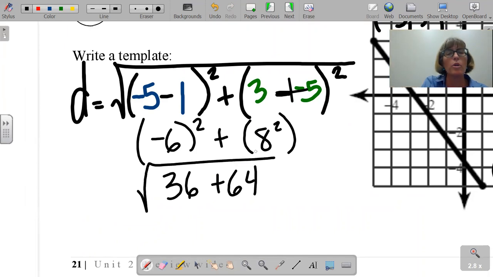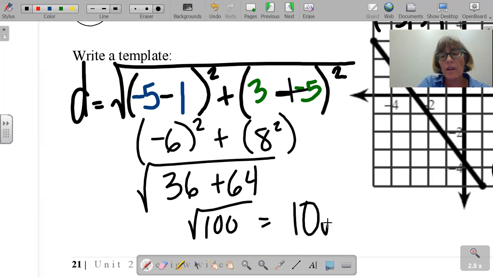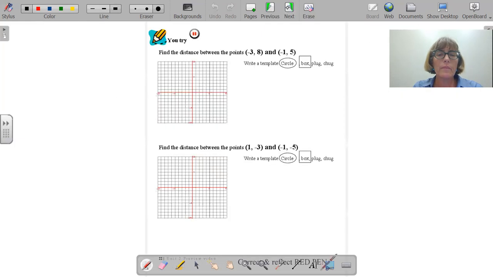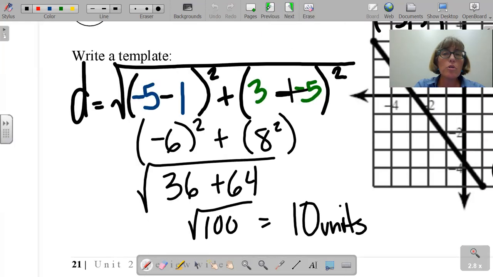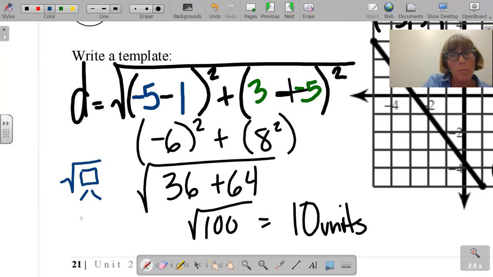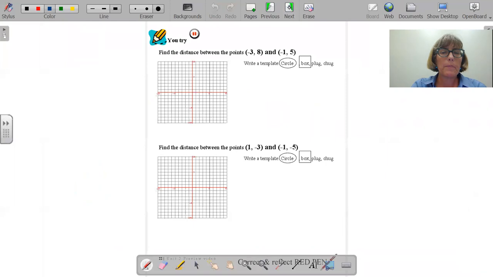Careful not to drop that square root sign. And the distance is 10 units. I don't think I tell you what the units are. Now, if when you do the square root, it's not a perfect square, I expect you to factor and simplify and also give the decimal version. I want both every single time.